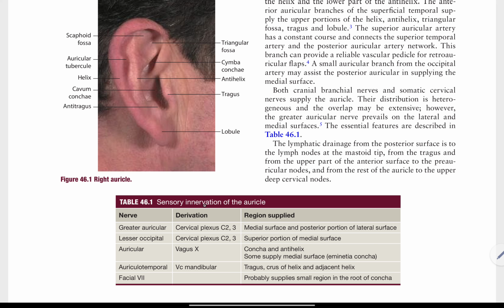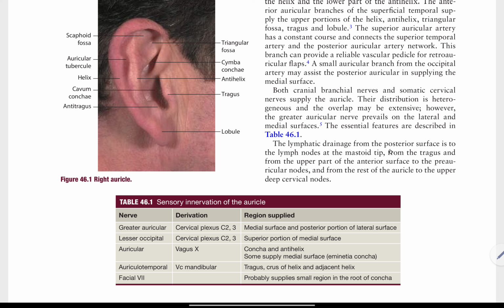Table 46.1, sensory innervation of the auricle. Nerve derivation, regional supply: greater auricular, cervical plexus C2, C3, medial surface and posterior portion of the lateral surface; lesser occipital, cervical plexus C2, C3, superior portion of medial surface; auricular, vagus X, concha and antihelix, some supply to medial surface, eminentia conchae; auriculotemporal, V3, mandibular, tragus, crus of helix and adjacent helix. Facial nerve VII probably supplies a small region in the root of the concha.